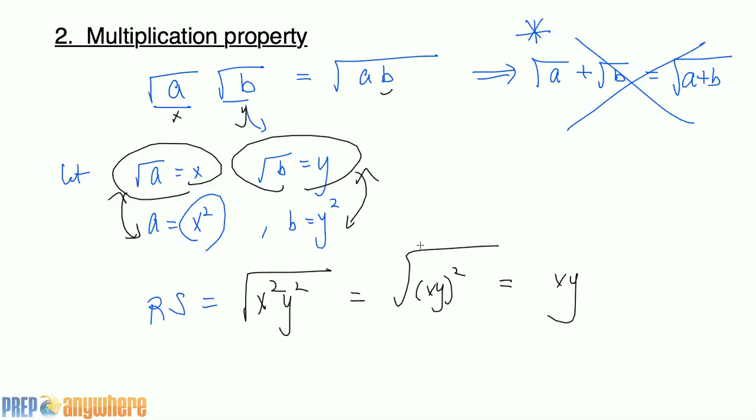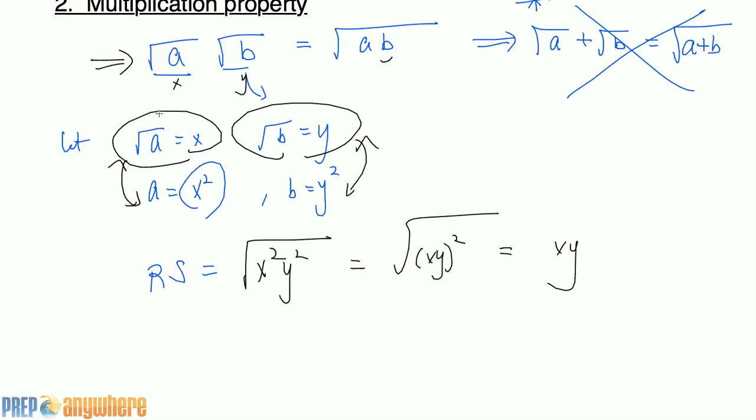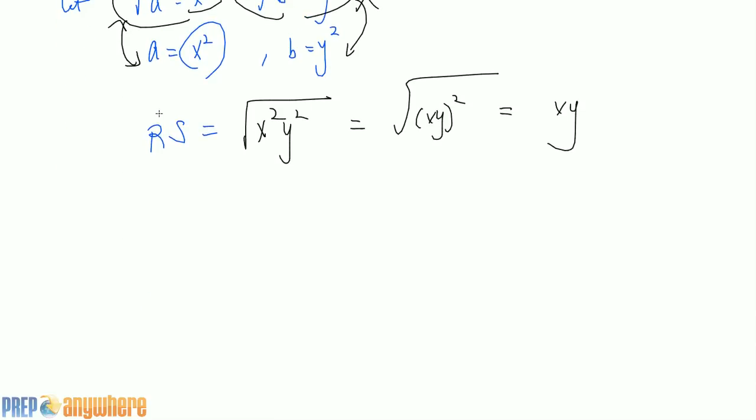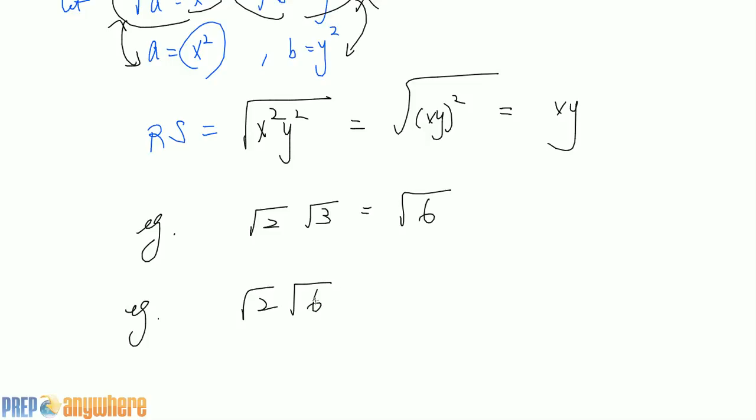Okay? But from here on, to do the calculations faster, I want to use this property. Alright, so very easy example. What's root 2 times root 3? Yeah, root 6, right? Easy enough, right? I gave you a really easy one on purpose. What's root 2 times root 6? Okay, root 12, right?